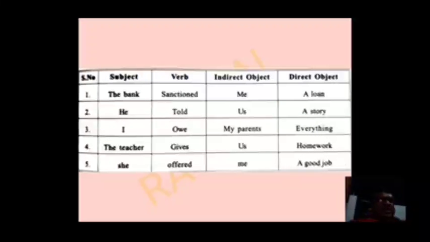Subject, verb, indirect object, direct object. The bank sanctioned me a loan. He told us a story. I owe my parents everything.